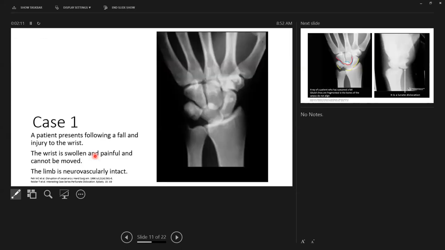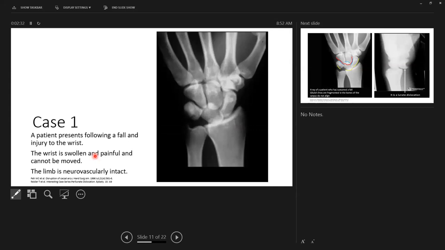For example, case number one: the patient presented with a fall and injury to the wrist. The wrist is swollen and painful. You look at the x-ray, the x-ray looks like normal, there is no fracture line even. What is the abnormality? But the patient is in a lot of pain. So you look at the x-ray, there might be some abnormality.